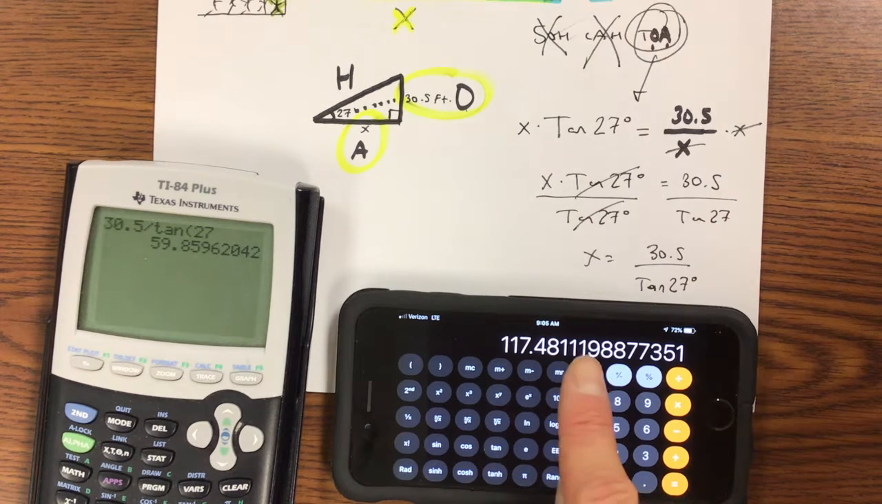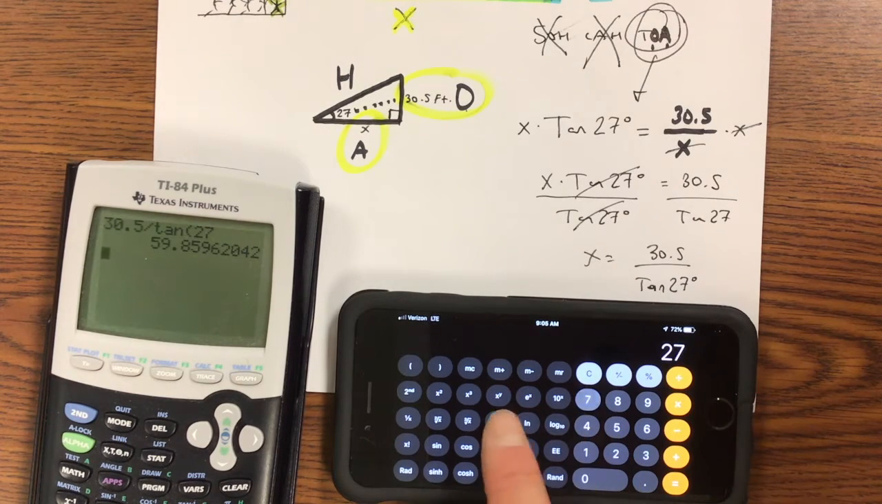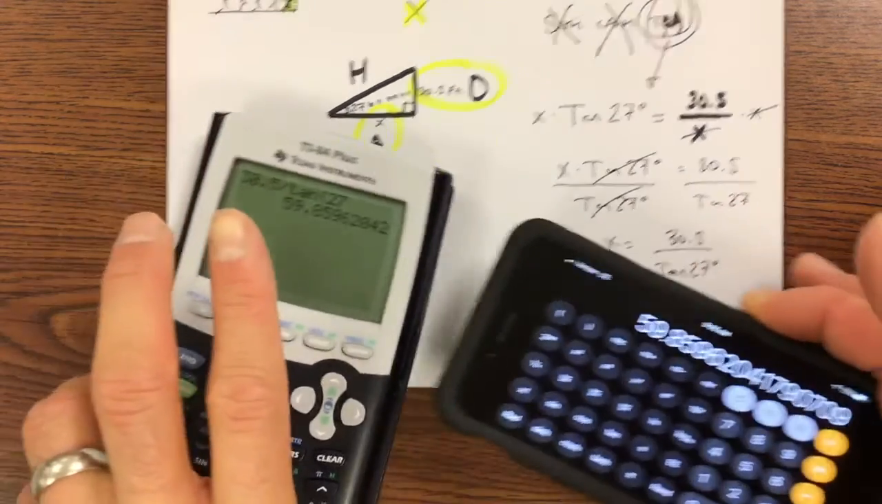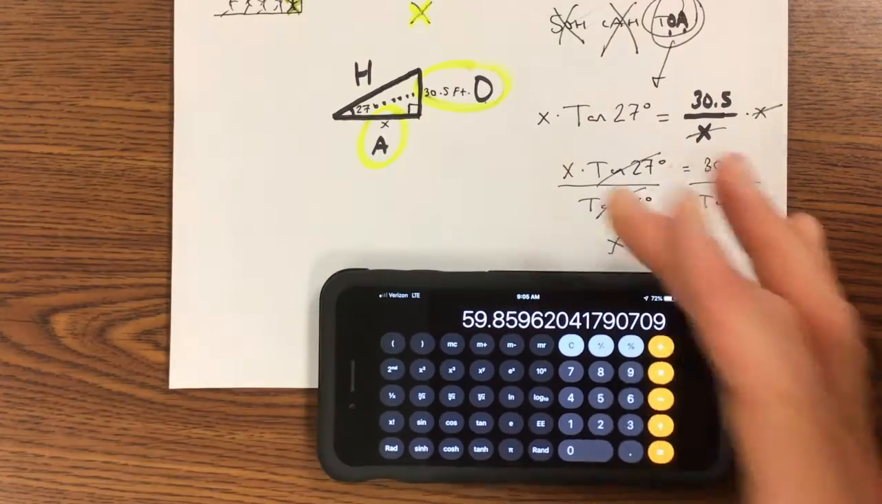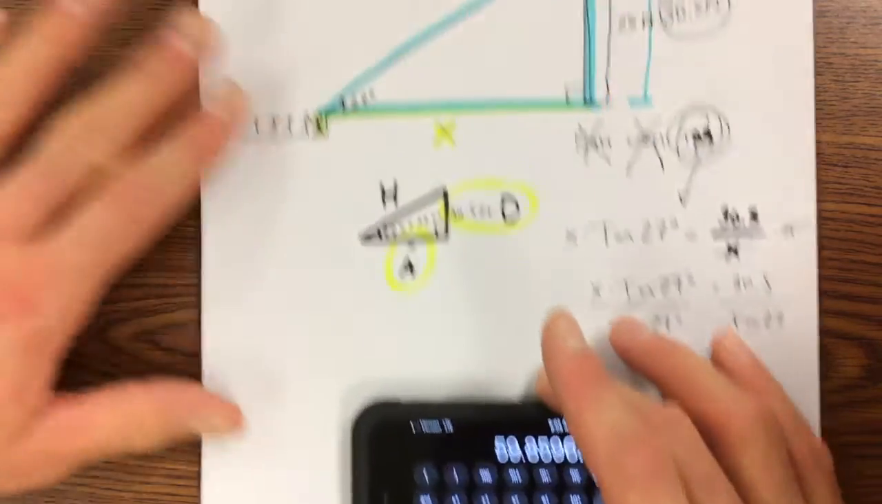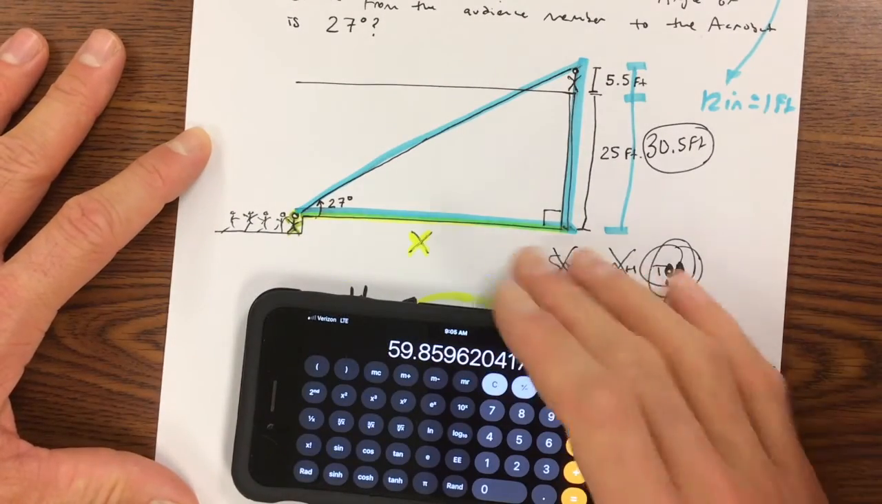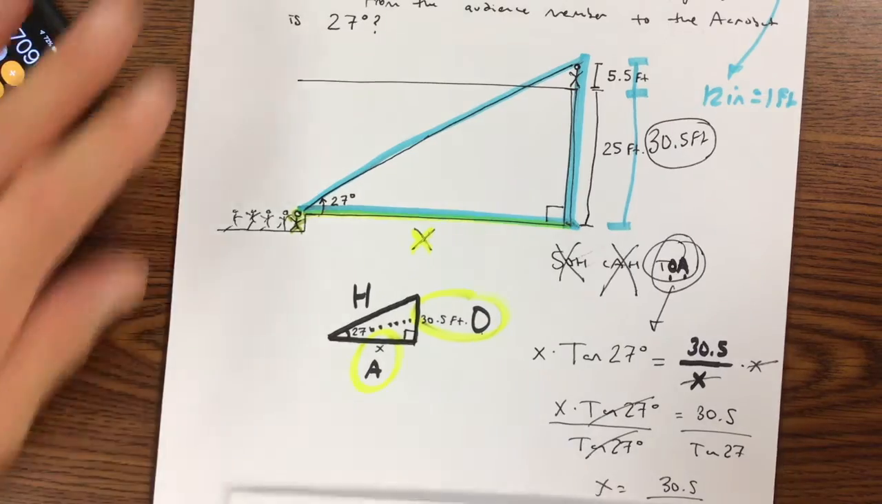Okay, I hit equals one too many times. 30.5 divided by the tangent of 27 equals. There it is. What's up, Levi? So you get the same answer. That horizontal distance from here to here is about 60 feet. There's your first example. Folks, hang in there. I got one more.